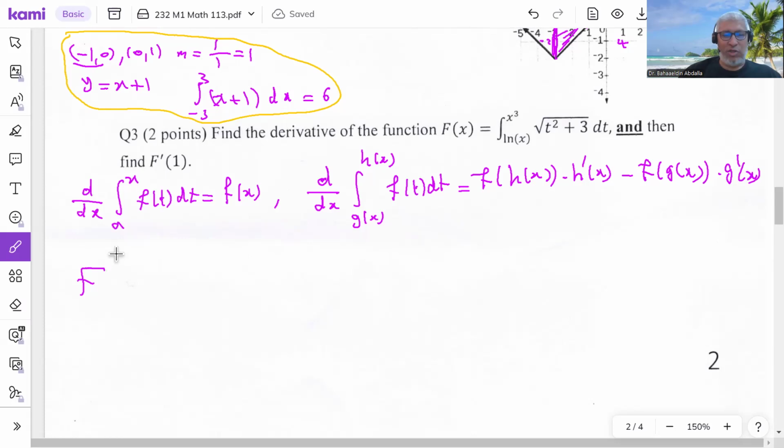So to answer the question, f prime would be d by dx of this, which is, go to the square root. I have the square root of t squared plus 3. This is f of t. Replace t by the function up, which is x cubed. So I have x cubed squared. So I replace t by x cubed, plus 3. This is the first part. This is f of h of x times the derivative of x cubed, which is 3x squared, minus. Now I do the same.